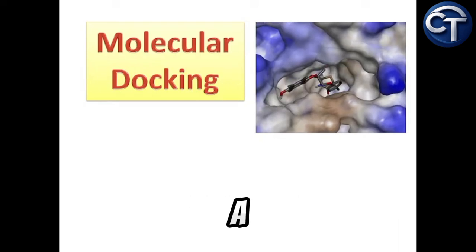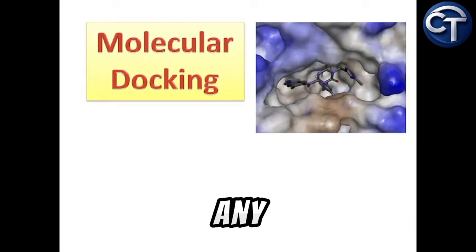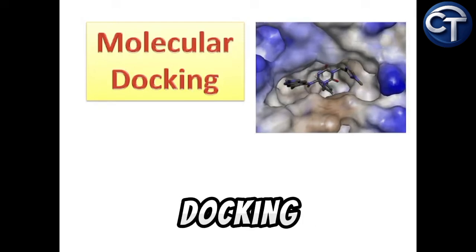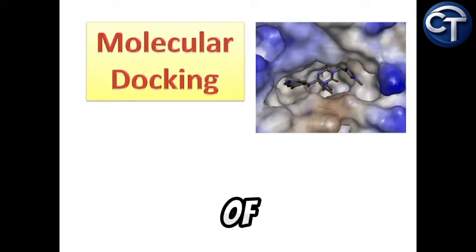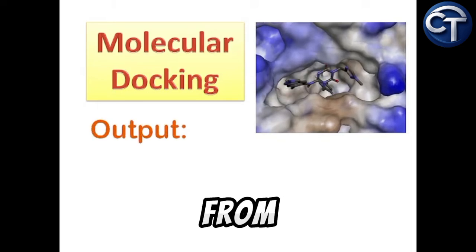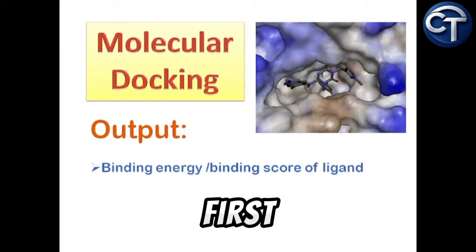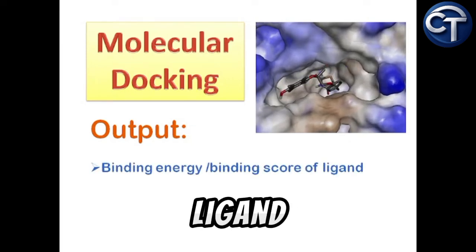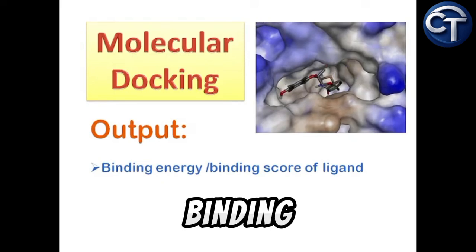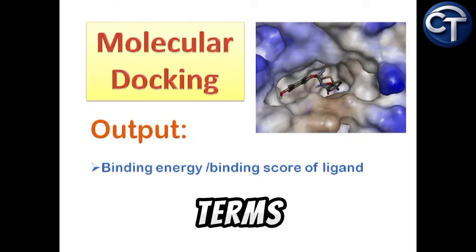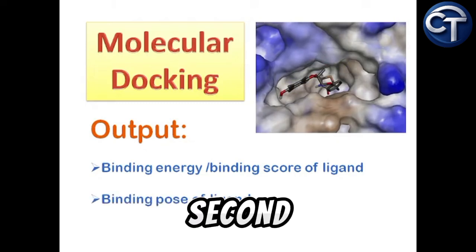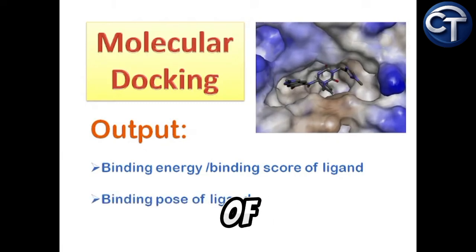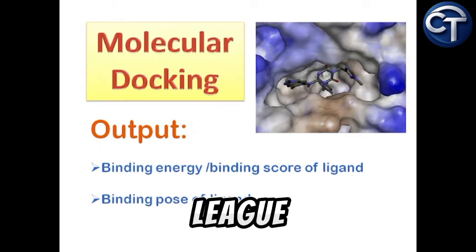In other words, it's a computational test to see whether any chemical compound binds strongly with the target protein or not. And molecular docking also predicts the binding pose of that chemical compound. So, we get two kinds of output or result from the molecular docking experiment. The first output is the binding energy of the ligand or chemical compound, and this binding energy is sometimes also expressed in terms of binding score. And the second is the binding pose of that chemical compound, or the conformation of the ligand.